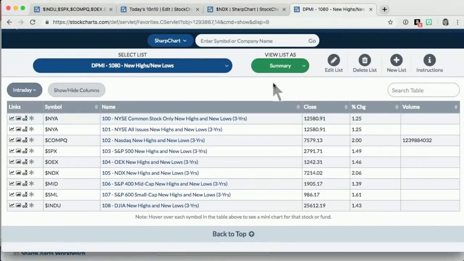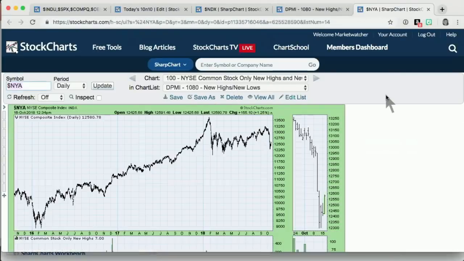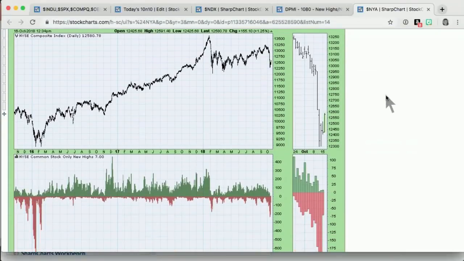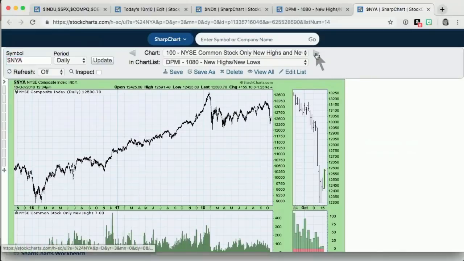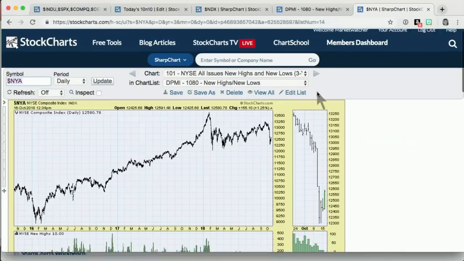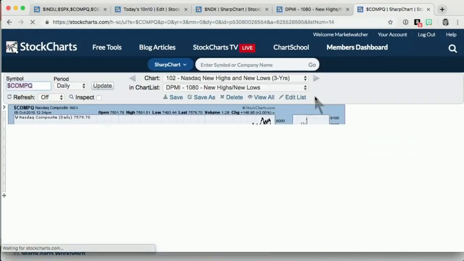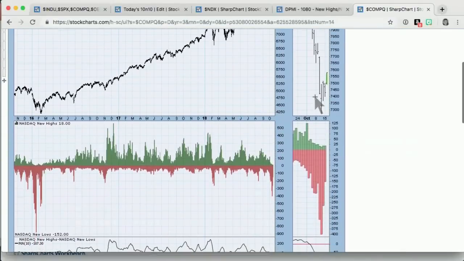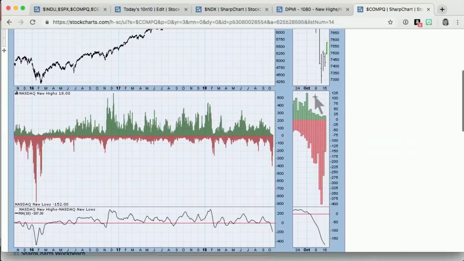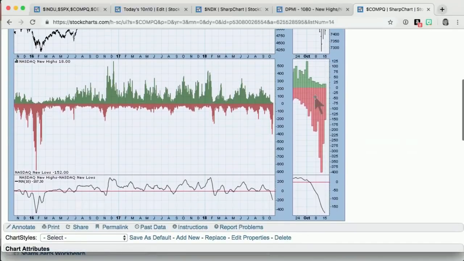All right, let's peek at these. One thing you can also do when you're going through these, obviously, is arrow through. So if you want to get the picture right away on what these are each telling you, you can just arrow through. There we go. What we're looking at right now are the new highs, new lows chart lists. And these are very helpful, again, for finding overbought, oversold conditions.